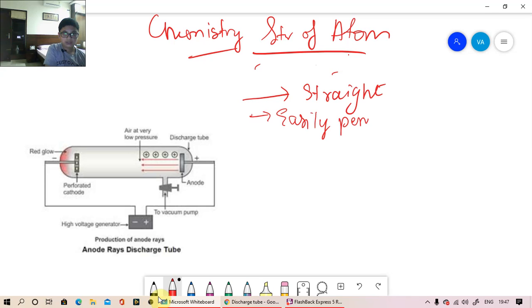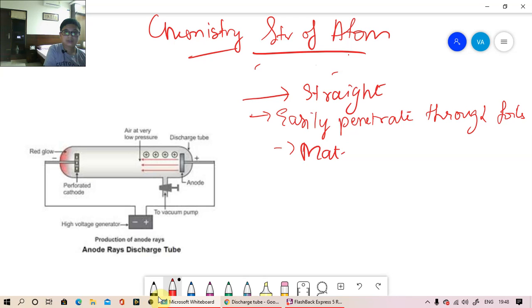Easily penetrate through foils, right? And when the cathode rays were focused on the thin metallic foils, the metallic foils got heated up. It's pretty simple. And cathode rays consist of material particles.